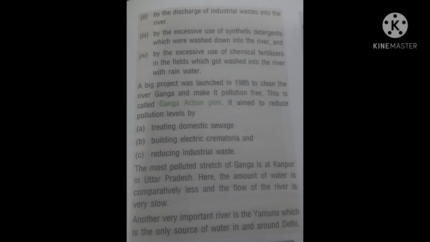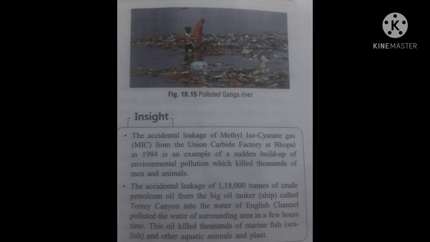A big project was launched in 1985 to clean the river Ganga and make it pollution free. This is called Ganga Action Plan. It aimed to reduce pollution levels by treating domestic sewage, building electric crematoria, and reducing industrial waste. The most polluted stretch of Ganga is at Kanpur in Uttar Pradesh. Here, the amount of water is comparatively less and the flow of the river is very slow. Another very important river is the Yamuna, which is the only source of water in and around Delhi. Children, you are seeing figure 18.15 of polluted Ganga river.